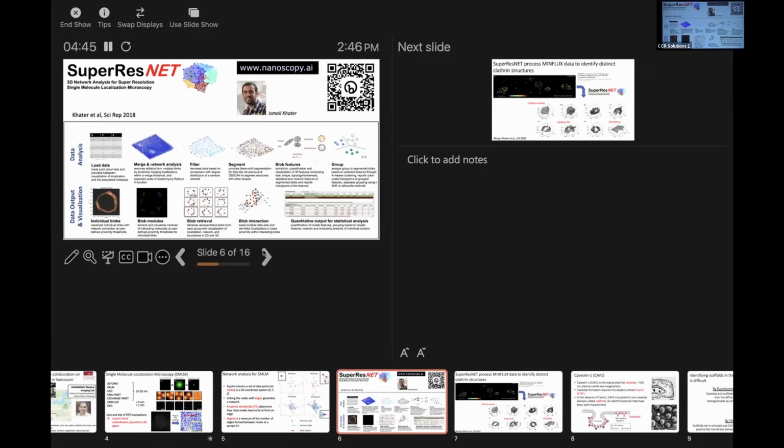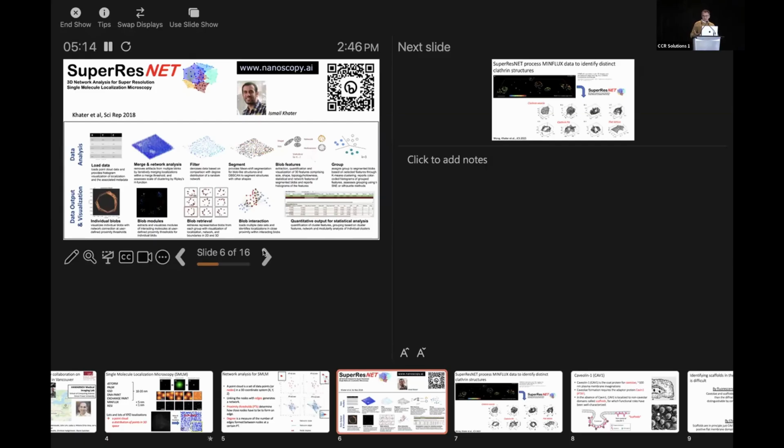And if you want, you can go to the QR code and find access to the software and the information about SuperResNet, what we call SuperResNet. Essentially, we load a CSV file of all the localizations. We apply network analysis. We merge localizations to deal with multiple blinking issues that are prevalent in single molecule analysis. We filter the data versus a random network.